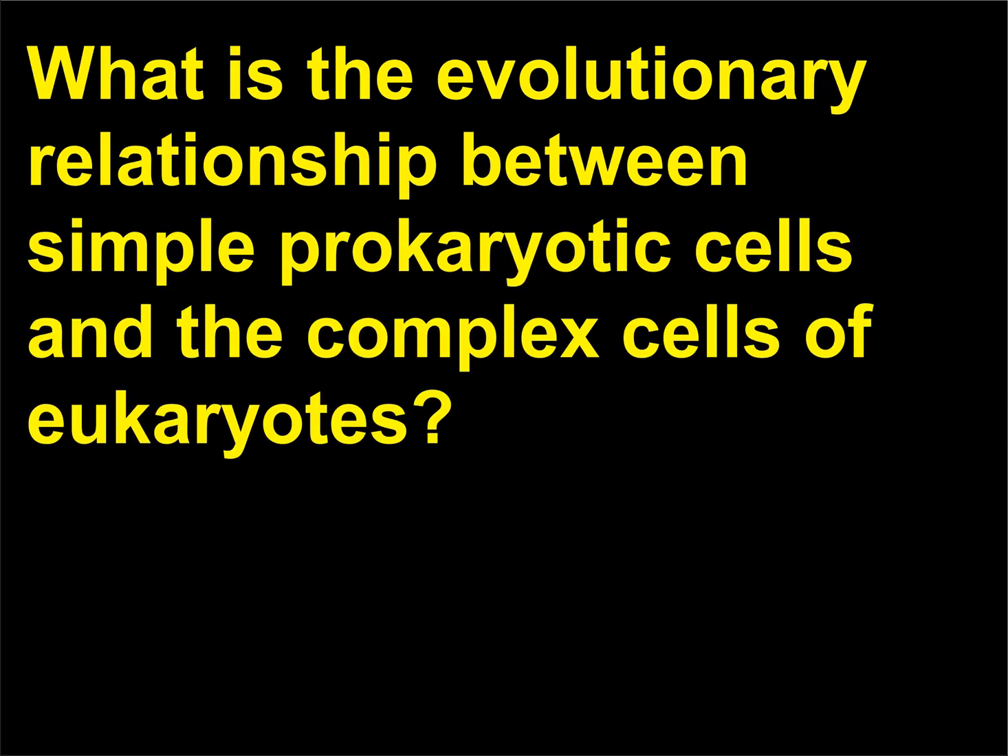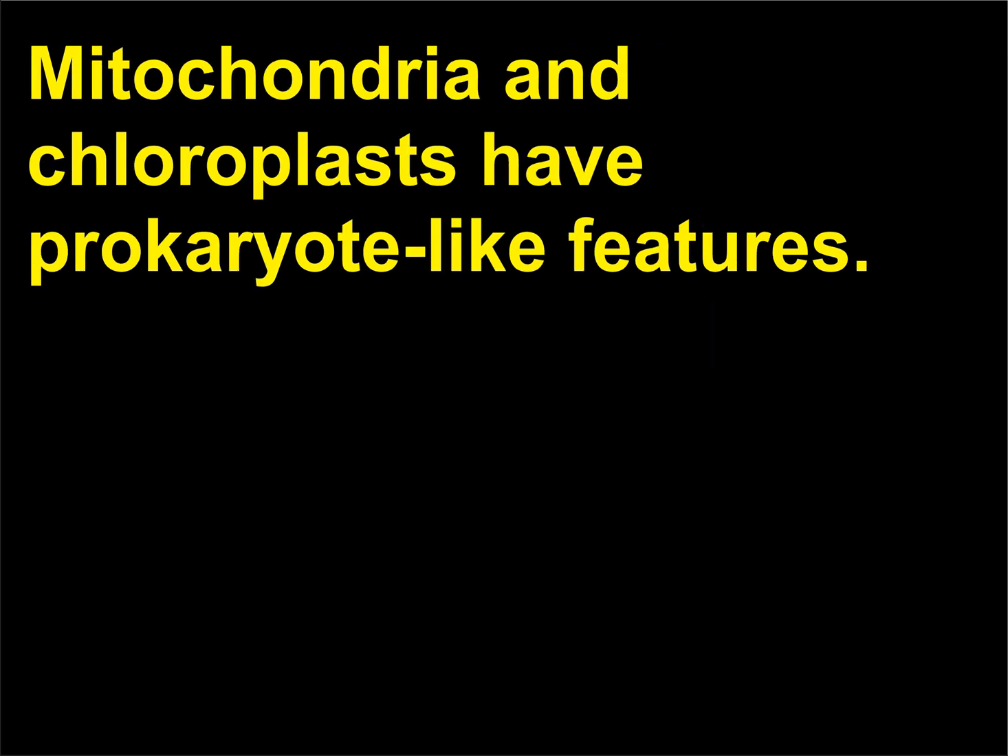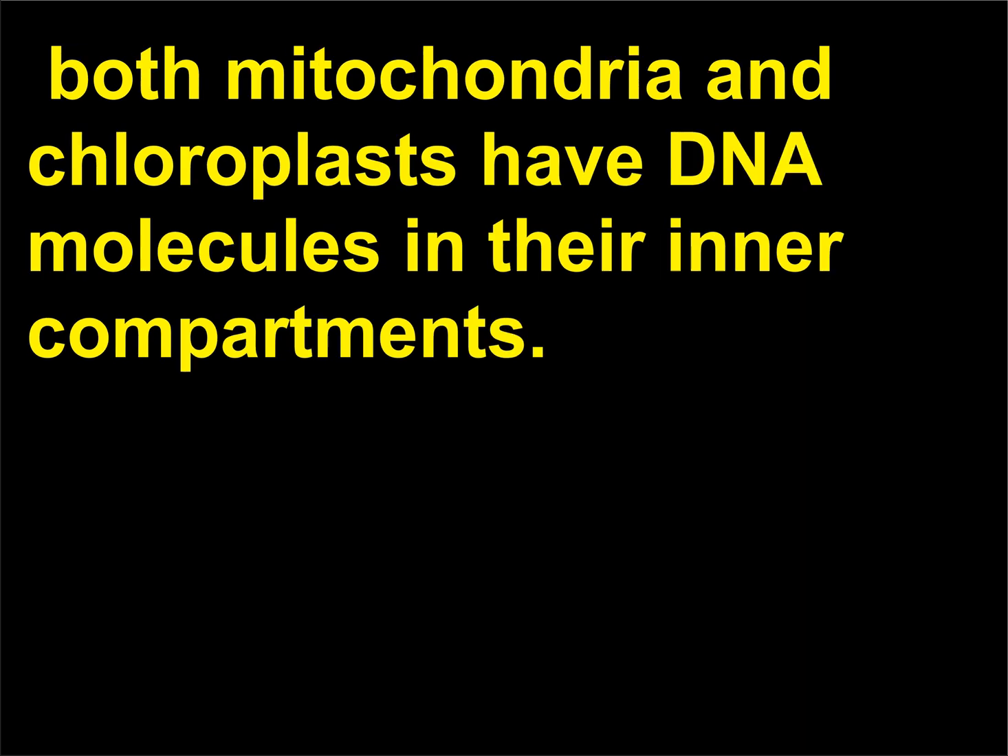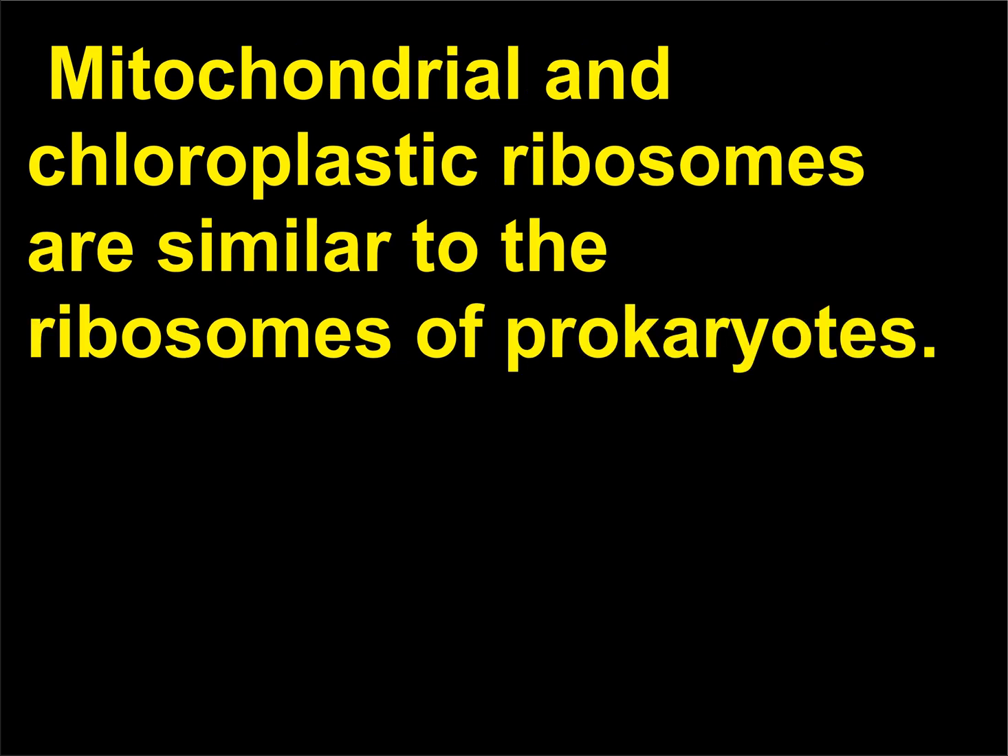What is the evolutionary relationship between simple prokaryotic cells and the complex cells of eukaryotes? Mitochondria and chloroplasts have prokaryote-like features. For example, although most of the DNA in eukaryotic cells resides in the nucleus, both mitochondria and chloroplasts have DNA molecules in their inner compartments. Mitochondrial and chloroplastic ribosomes are similar to the ribosomes of prokaryotes.